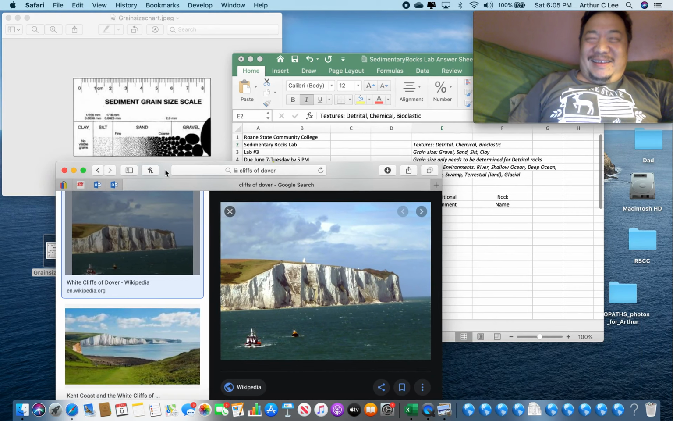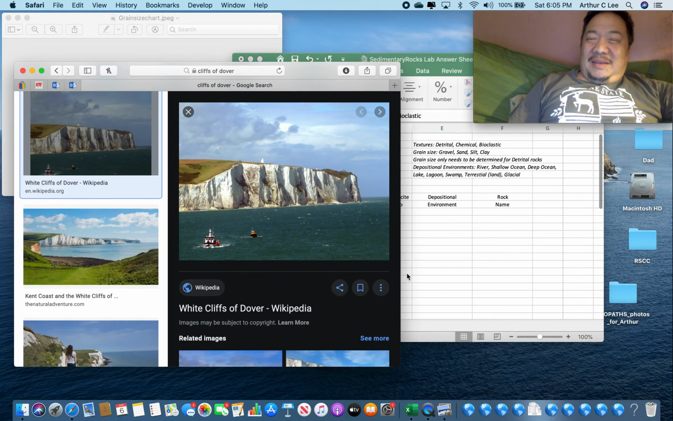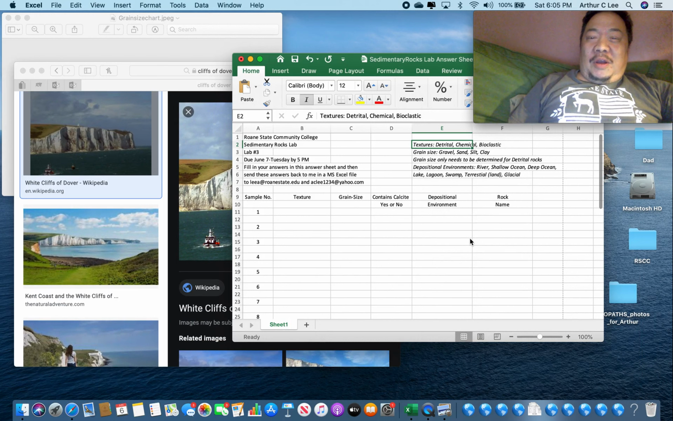So you want to figure out, does it contain calcite? All you got to do is drop acid on it, and you can figure out yes or no. Does it have calcite in it? And if it has calcite in it, it could be chalk, coquina, or limestone.